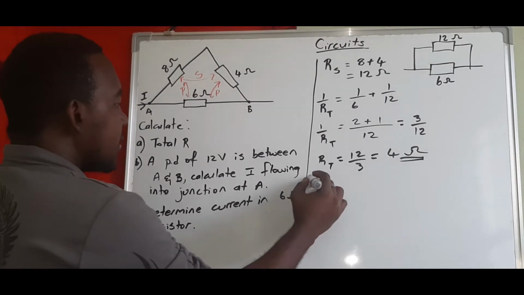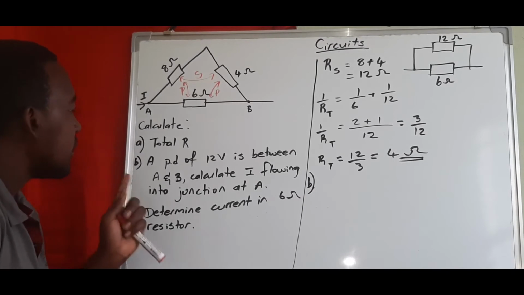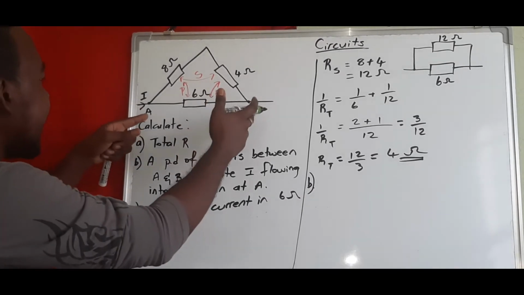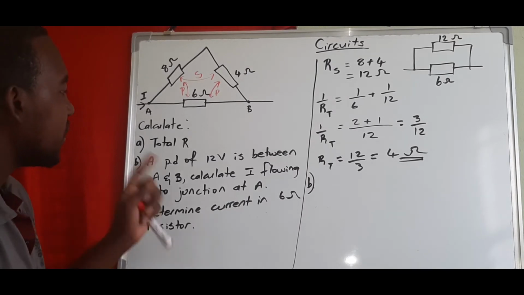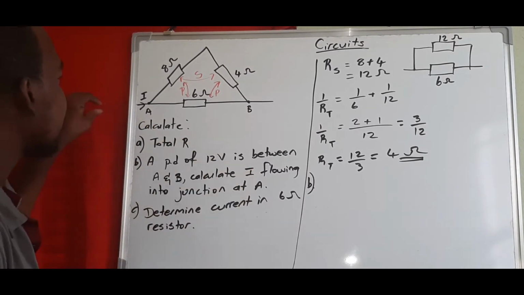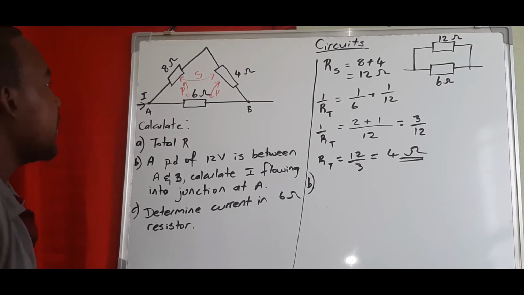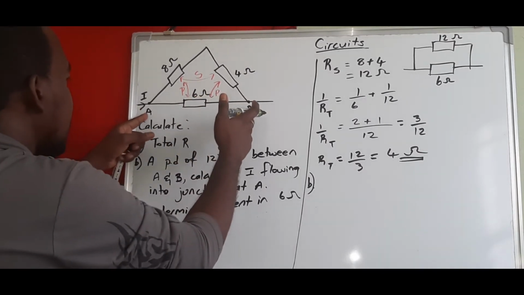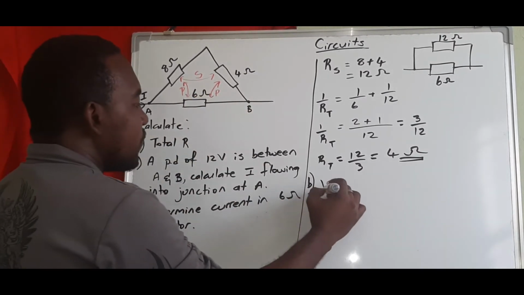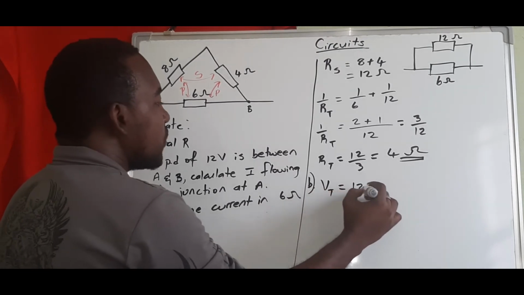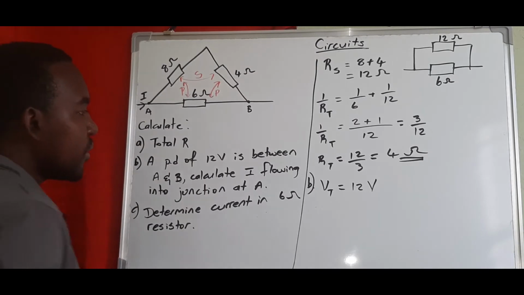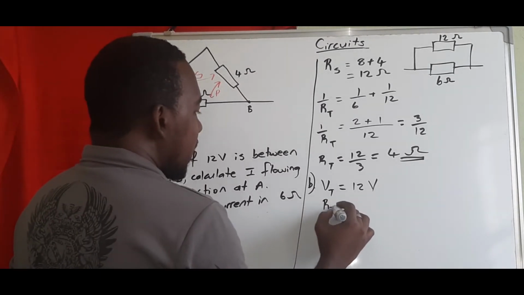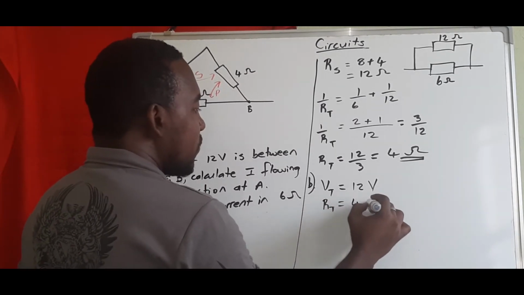And then B says the potential difference between A and B is 12 volts. So we need to calculate the current that's flowing into the junction. If this is your 12 volts, that tells us that the total voltage is 12 volts because it covers all resistors, right? So the total R, which we just found to be 4, right?